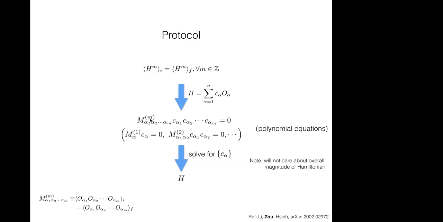More concretely, suppose we take small m to be 1, we get some linear equation of C. If we take small m to be 2, we get some quadratic equation of C, and so on. Now that we have such a set of equations, we can try to solve for C. And after solving for C, we will obtain the Hamiltonian. And notice we will not care about the overall magnitude of the Hamiltonian, but only the relative strength of each term. Because the initial and the final states are related by a Hamiltonian, this set of equations necessarily has a solution that corresponds to our actual Hamiltonian.